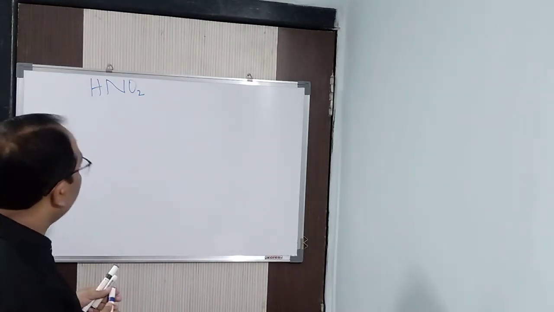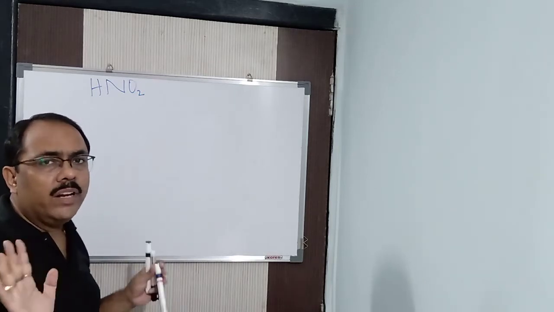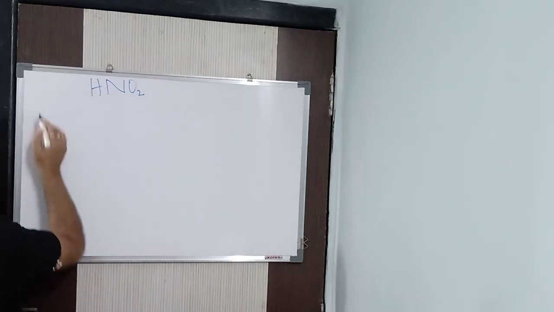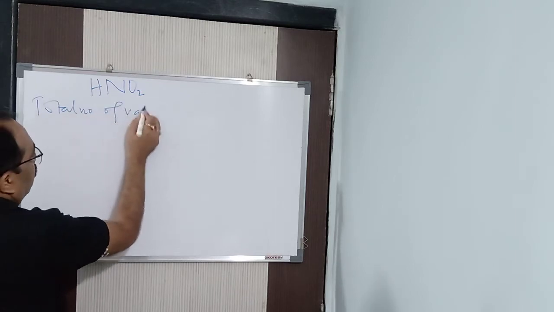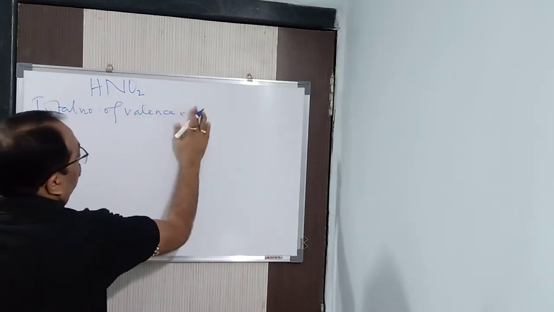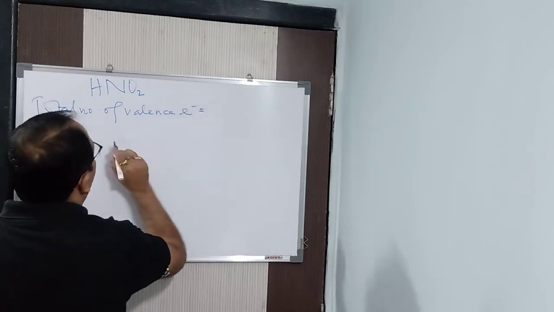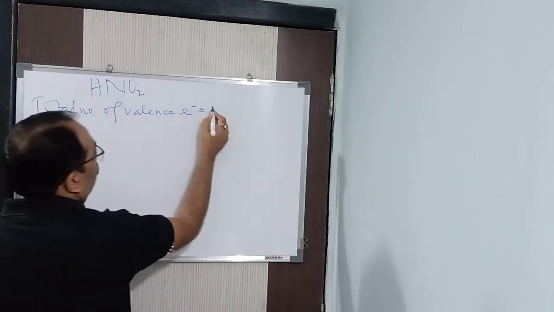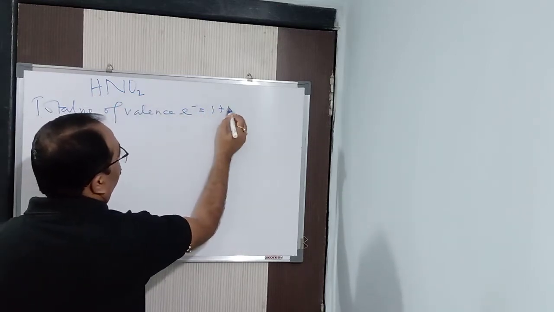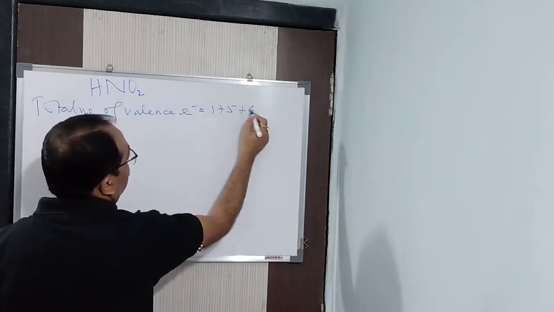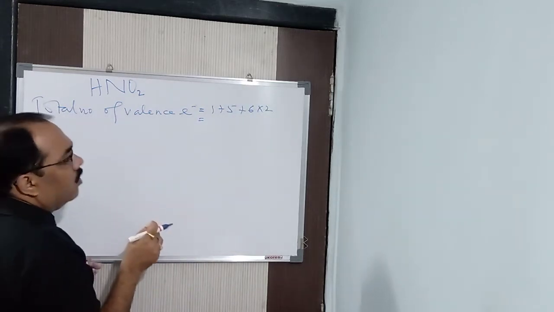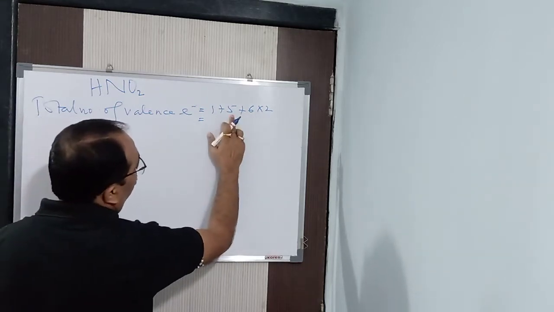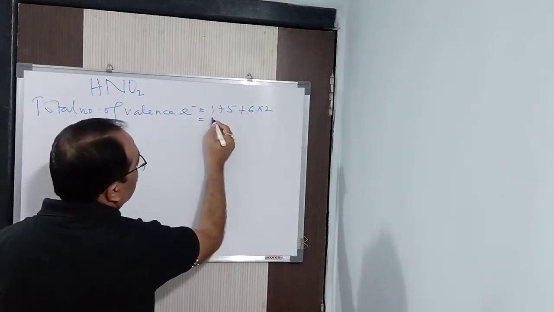So what I want to do first, the first step, is calculate the total number of valence electrons. Now here no charge is there. So the total number of valence electrons: hydrogen is 1, nitrogen is 5, oxygen is 6 into 2, isn't it? So nitrogen 5, hydrogen 1, oxygen 6 into 2 is 12. 12 plus 5 is 17, plus 1, it is 18.